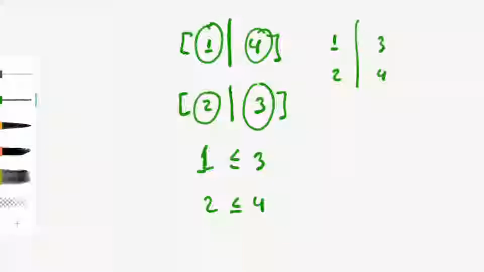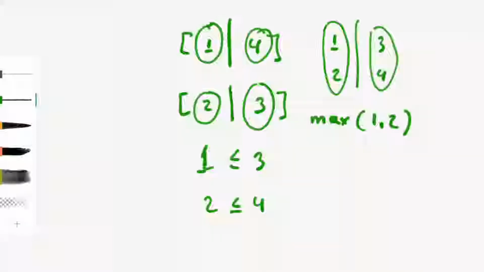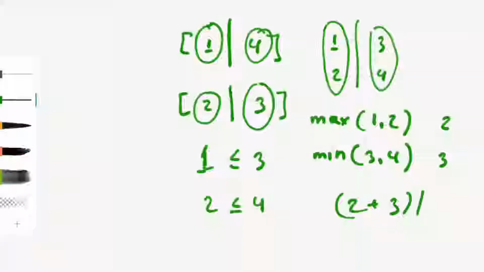And now to find the median, we need to get the maximum element from the left side. So we need to find the maximum of 1 and 2, and then the minimum from the right side. So we need to find the minimum of 3 and 4. We're getting maximum 2 here and minimum 3, and our median is going to be equal to 2 plus 3 divided by 2, which is going to be equal to 2.5. Okay, so this was the first example.